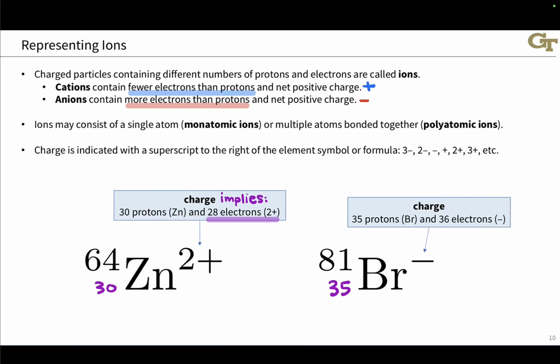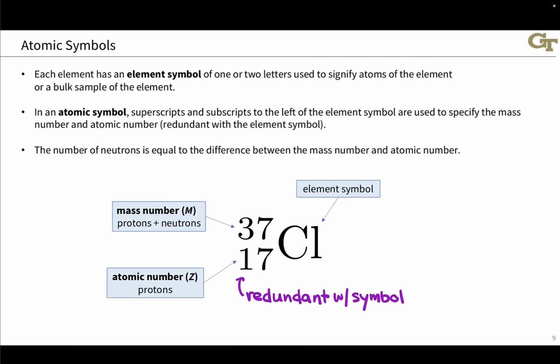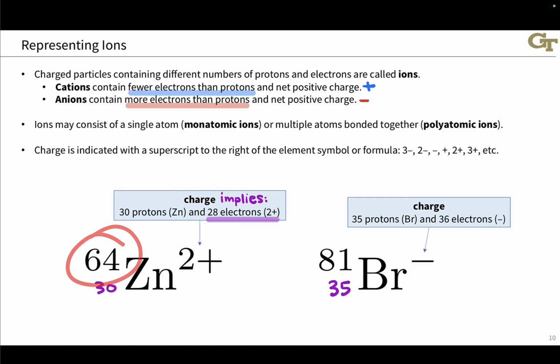It's less common to include mass numbers in these ionic symbols, but you may see it, and it uses the same convention that we saw in the previous slide for neutral atoms. You'll see this regularly, especially where isotopes are involved. If we need to distinguish between two atoms of an element with different mass numbers, we'll often do that by including the mass number as a superscript to the left of the element symbol.